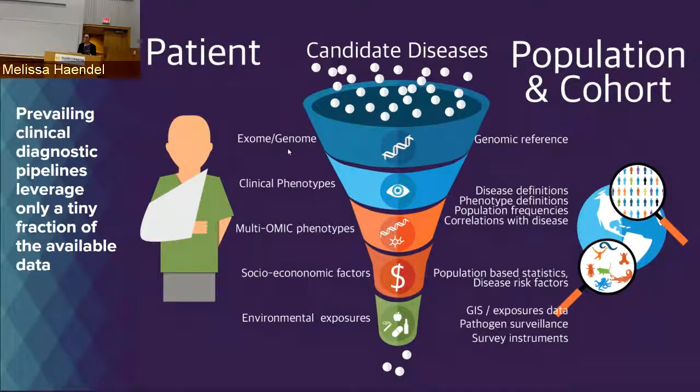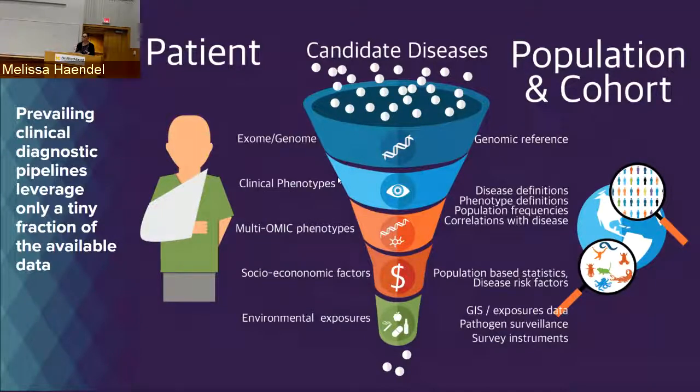So if we think about what happens in the average clinic, you might go in and have your exome or genome sequenced, and they would have a bunch of candidate diseases, and they would compare that whole exome against a genomic reference range, which for the most part, if you're of white European descent, you're probably pretty lucky that your variant might be in that collection, and if you're not, you're probably less likely, although that is rapidly changing, fortunately. But there's a lot of other kinds of data that we aren't using effectively to classify that information.